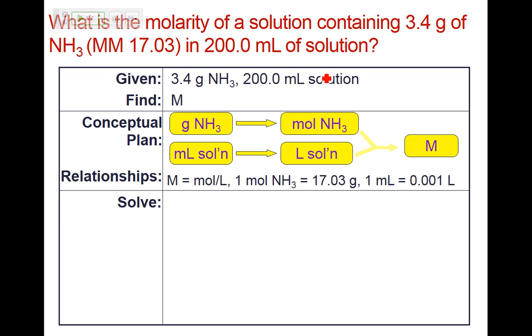And of course, we're going to need the fact that NH3 has a molar mass of 17.03 grams, and you should still know your conversion from milliliters to liters. I like to use 1,000 milliliters equals 1 liter, but you can use this, it means the same thing.